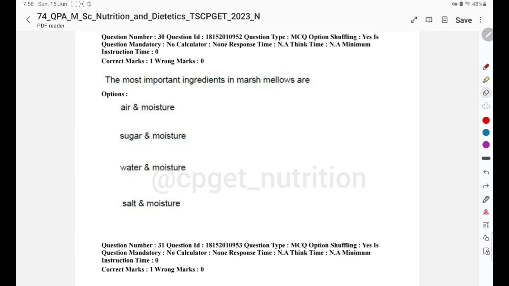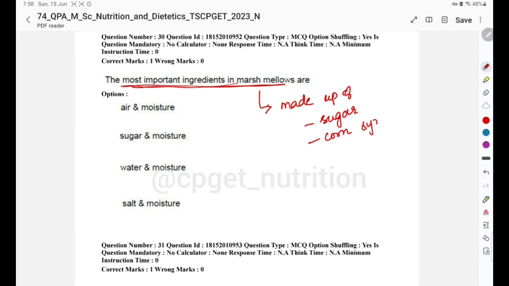Moving on to the next question, the most important ingredients in marshmallows are dash. So marshmallow is a sugar product that is made up of mainly sugar, corn syrup, water and gelatin. So here the correct option will be the second one, that is sugar and moisture.